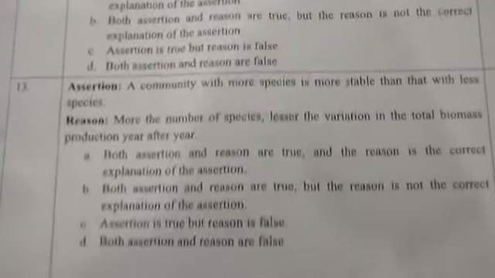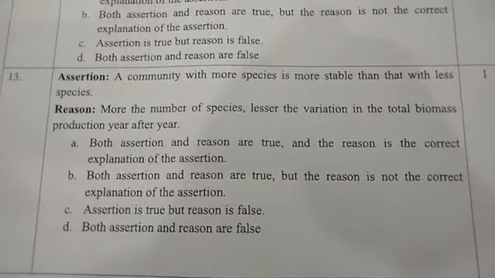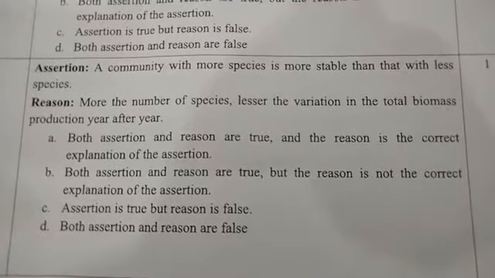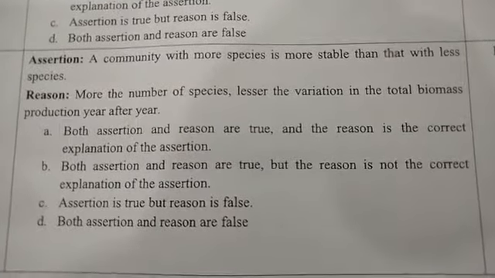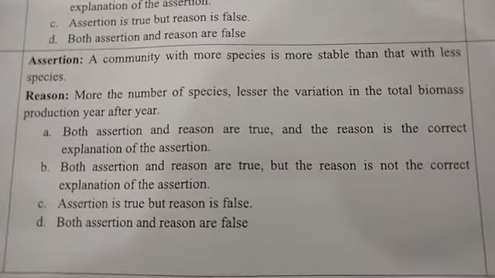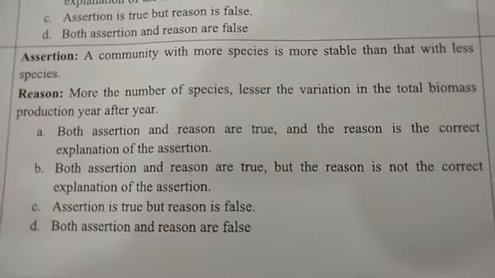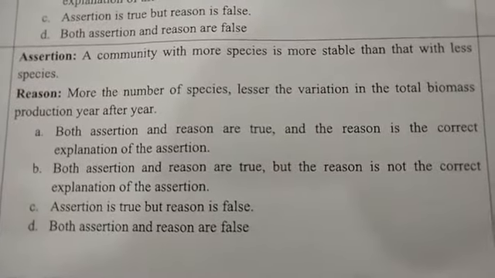Then we move to 13. Assertion: a community with more species is more stable than that with less species, and the reason, the more the number of species, the lesser the variation in the total biomass production year after year, and the 4 options.